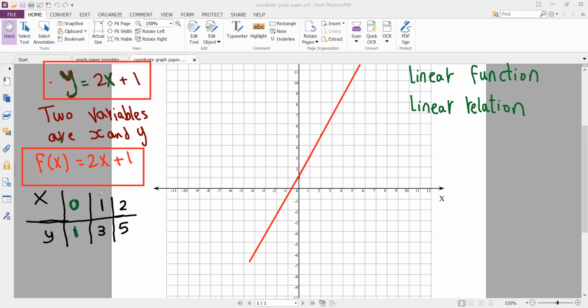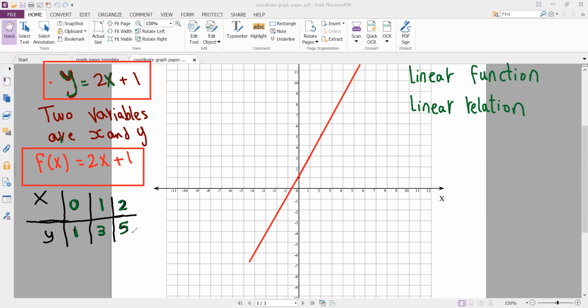And if x is equal to 1, the value of y is going to be 2 times 1. We are substituting x equals 1 in this relation. So 2 times 1, 2 plus 1, 3. And when x equals 2, for instance, what is the value of y? It's 2 times 2, 4 plus 1, 5.